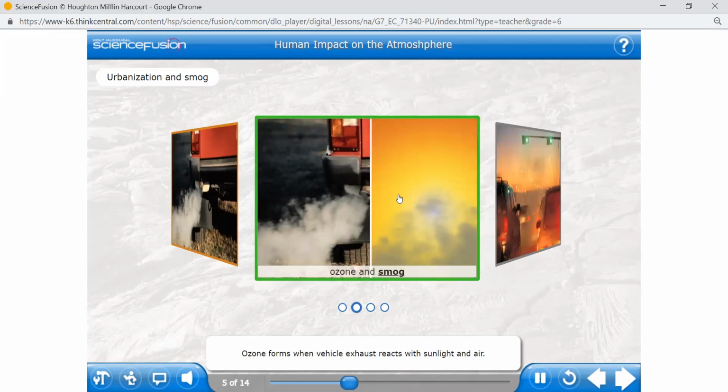Ozone forms when vehicle exhaust reacts with sunlight and air. Ozone is a secondary pollutant that causes respiratory problems when people breathe it. Smog is another secondary pollutant. Smog forms when vehicle exhaust reacts with ozone and sunlight. Smog causes air to look dirty and hazy. It also can cause respiratory problems.